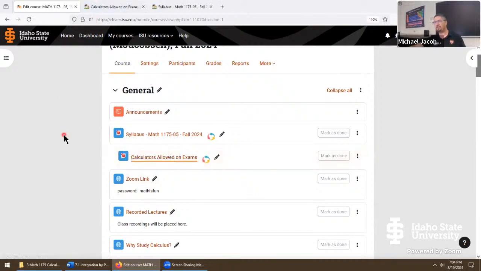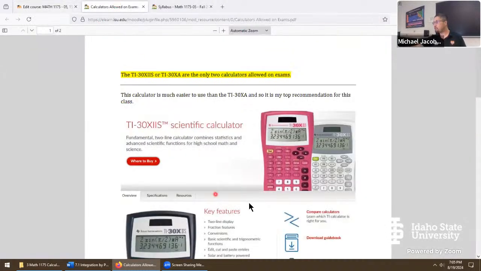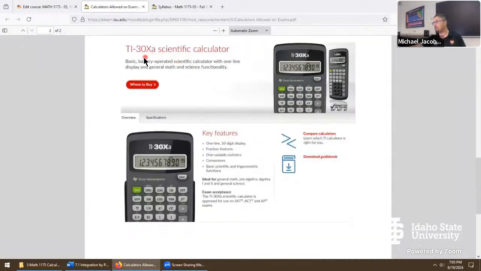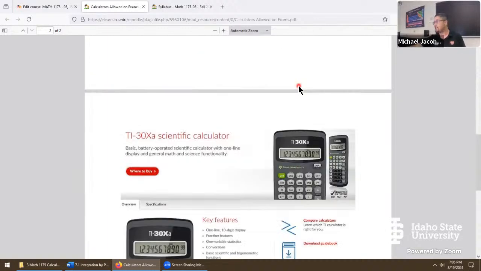And I don't ask a lot of calculator questions. It's more of a comfort, but for the odd computation where you really need one, these are the two calculators allowed on an exam. This one right here is highly recommended because it just has a lot of creature comforts for typing in a value and computing. If you use this calculator, the TI-30XA, it works just as well, but it's a little bit more finicky. You have to essentially do order of operations in reverse. If you're really well practiced with that, you'll be just fine in this class.